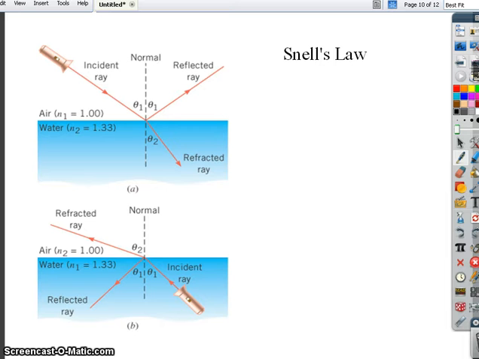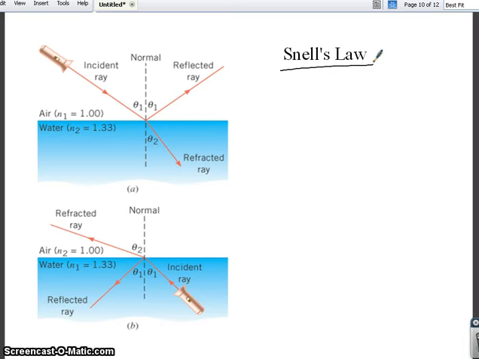So we have Snell's law of refraction. Pretty simple. Here are two rules. When light goes from medium 1 to medium 2, from a refractive index where N1 is smaller than N2. So for example, in this picture right here, N1, the refractive index in air, is 1, the refractive index in water is 1.3. So N1 is less than N2. It's going from air to water, N1 is less than N2.